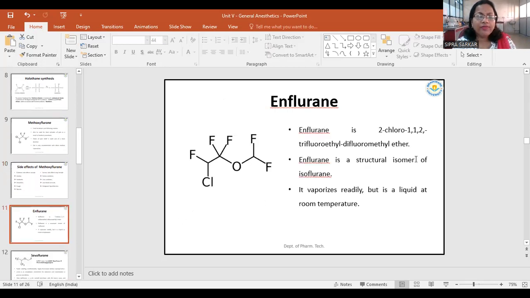Now going to the next drug, enflurane. Enflurane is 2-chloro-1,1,2-trifluoroethyl difluoromethyl ether. See the structure of enflurane: 2-chloro-1,1,2-trifluoroethyl, CH2, this CH2, again CHF2. Because in a CH3 type of group, all the hydrogens are saturated or substituted with chlorine. It vaporizes readily, but it is a liquid at room temperature.